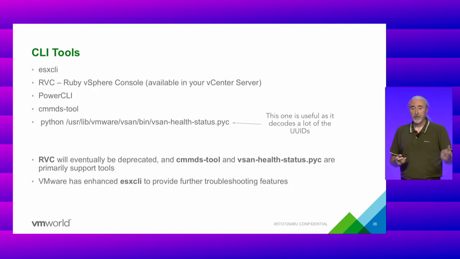PowerCLI continues to develop vSAN cmdlets with every release. So for those of you who do PowerCLI scripting and so on, there's always new cmdlets coming in there. So check that out for sure. Now the next two you may or may not be aware of, but they're typically used by GSS when you're troubleshooting. The CMMDS tool, it's very powerful. CMMDS is short for the Cluster Monitoring, Membership, and Directory Services, or something like that, I think. But it's basically a way of querying the whole configuration of vSAN.